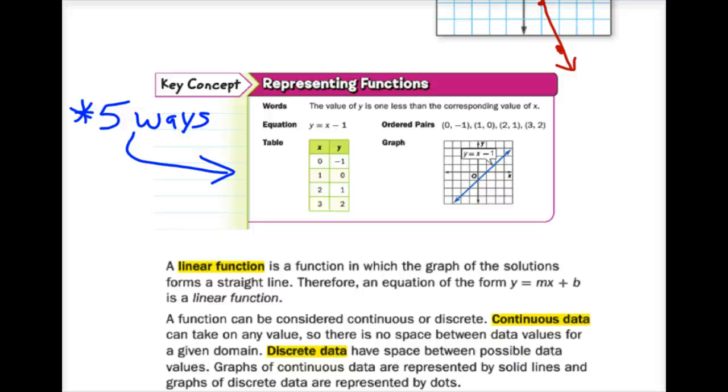Hey, watch how this is the same function 5 different ways. The same exact function 5 different ways. The value of y is 1 less than the corresponding value of x. Y equals x minus 1. 1 less than x is y. Put it in the table. There's some ordered pairs of that info. And there's the graph of that function. We can use all of them. They're all the same thing. You can reuse all of them. All right.